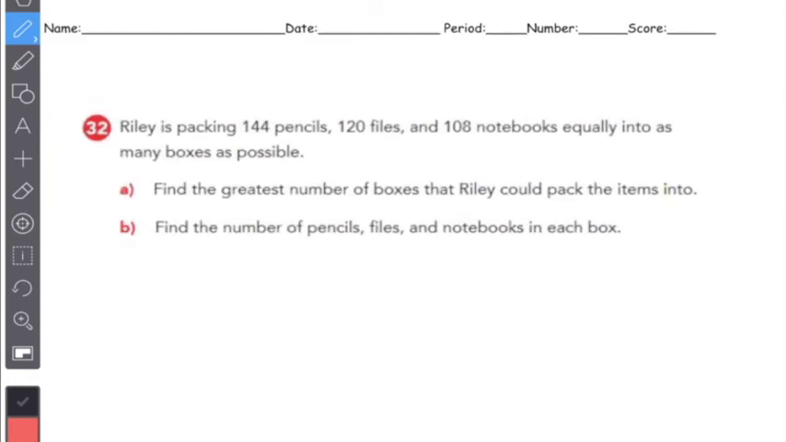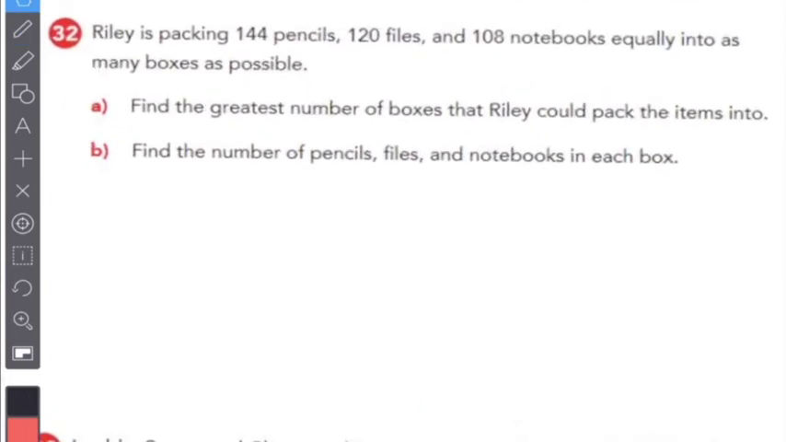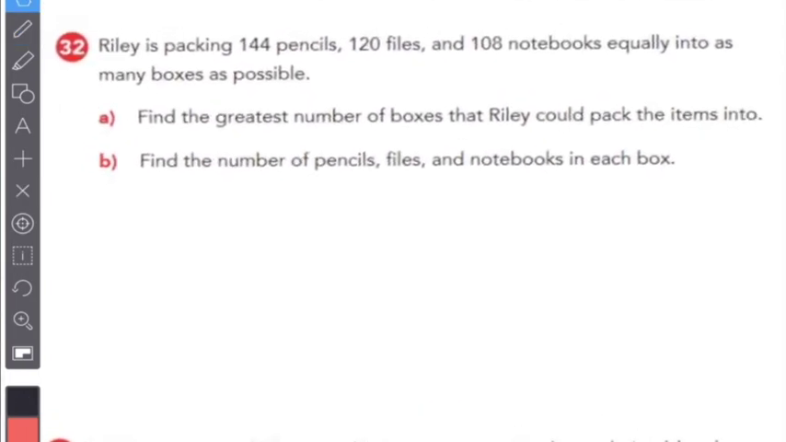All right, so this one. Riley's packing 144 pencils.